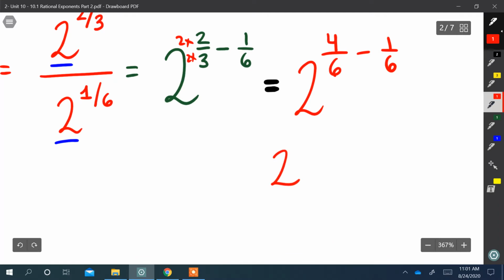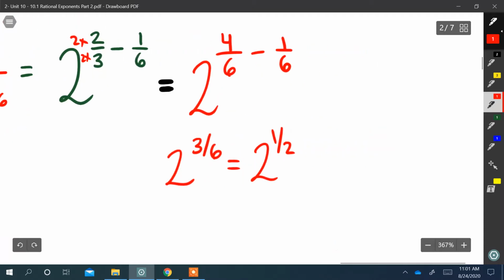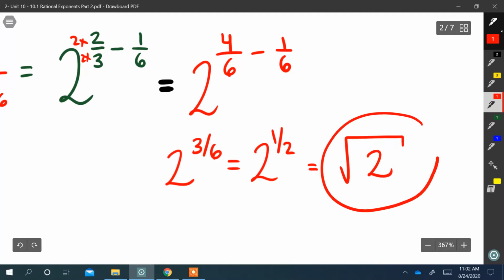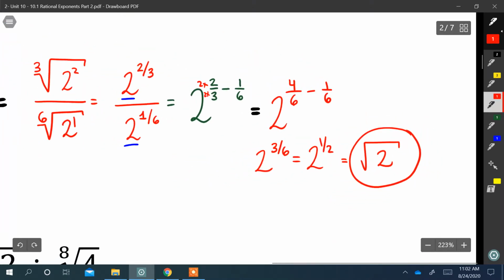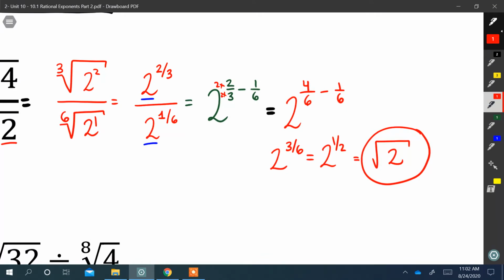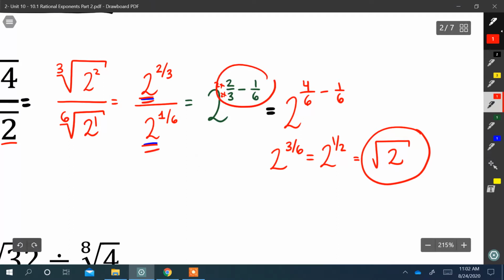So 4 minus 1 is 3/6, which is the same as 1/2. And then that will be the square root of 2. That's our final answer. So when you have a fraction like that with the same base, you can subtract just like what I did in here.